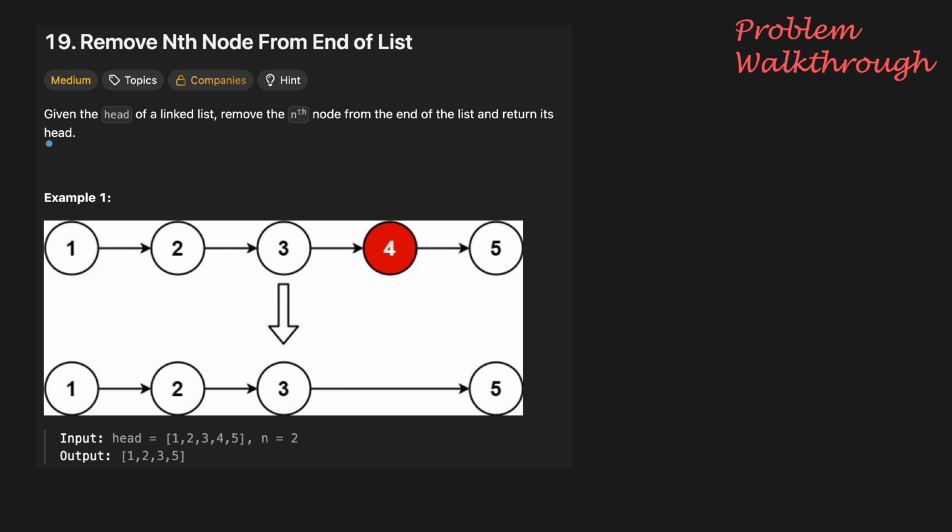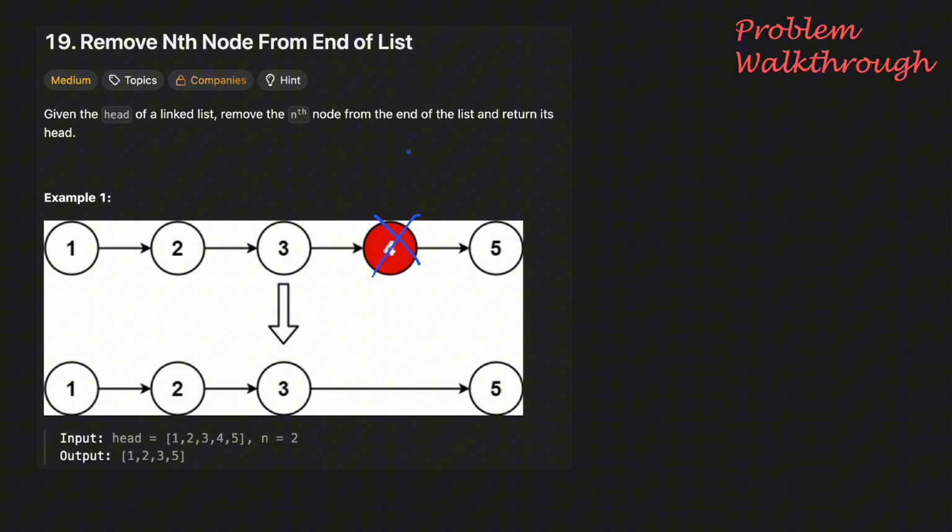Now to the problem. Given the head of a singly linked list, remove the nth node from the end of the list and return its head. For example, we are given this list with n equal to 2. So we have to remove the second node from the end of the list. So this is the first node from the end of the list and this is the second one. So we have to get rid of it and return the head of the remaining list.